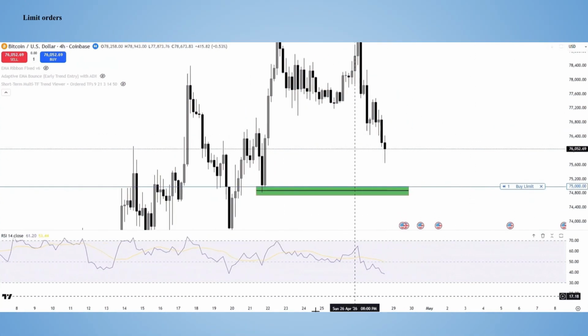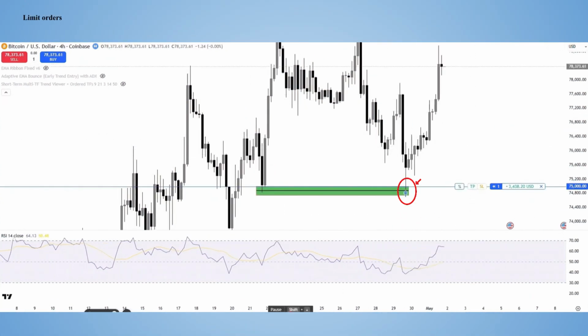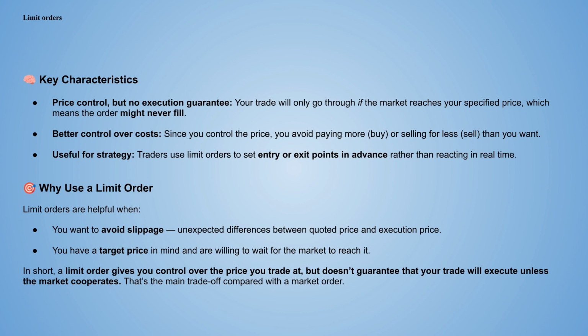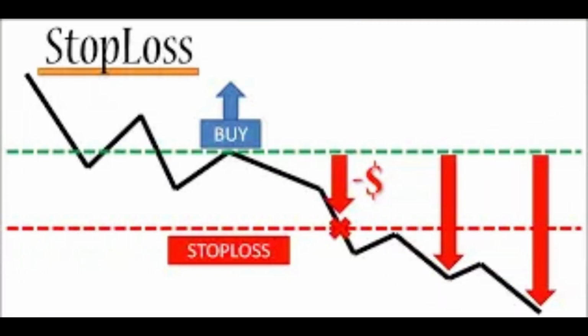Key characteristics of limit orders include price control, better control over costs, and usefulness for strategy, allowing you to set entry or exit points in advance. The trade-off is the lack of execution guarantee. The order might never fill if the market doesn't cooperate.